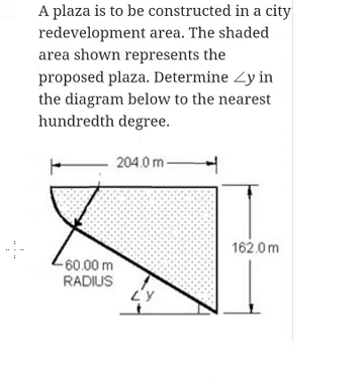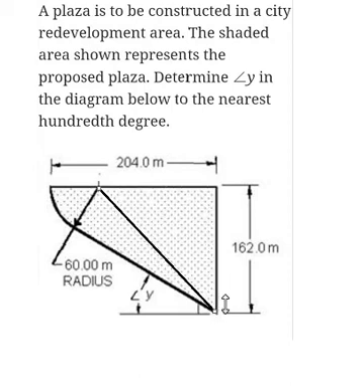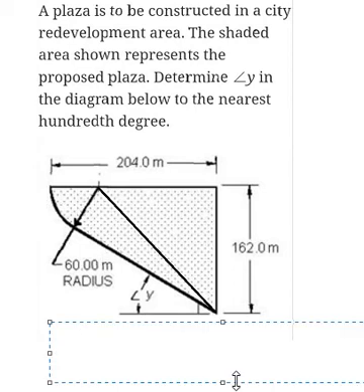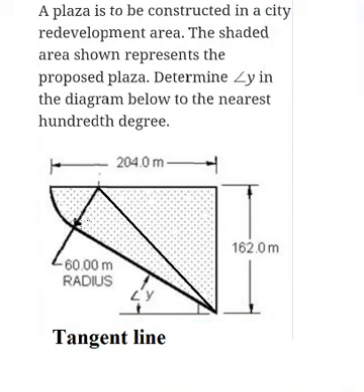If we look carefully at the corner in here, this is about the circle, and we know that the radius of the circle is about 60 meters. Now, if we draw the line from here to here, we can see that this radius and the line in here create a tangent line. So that means the angle from here is about 90 degrees.